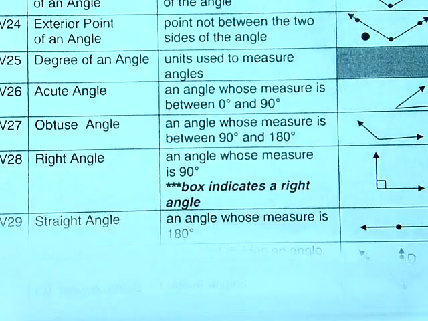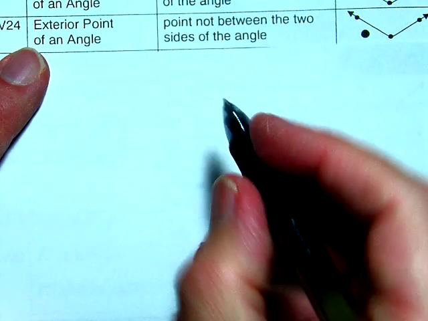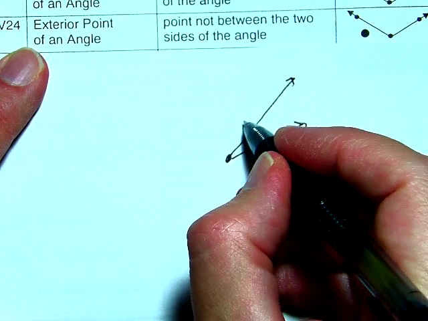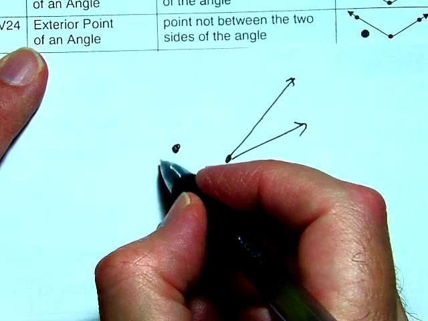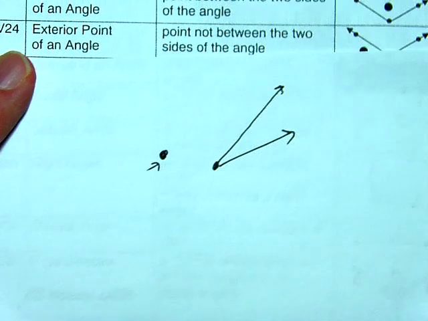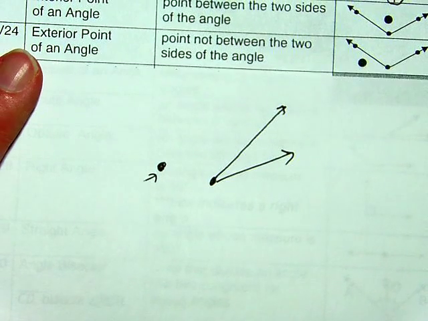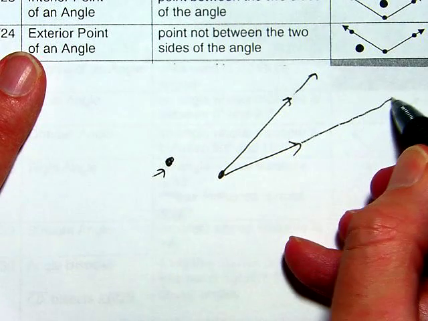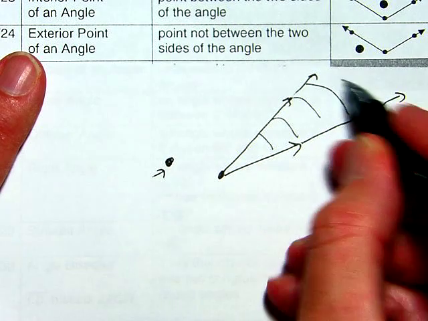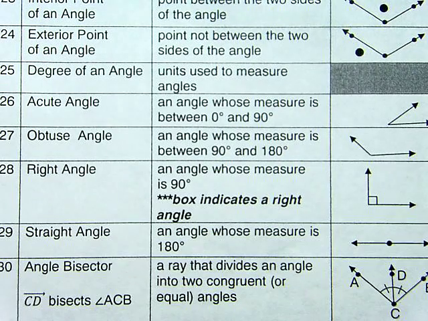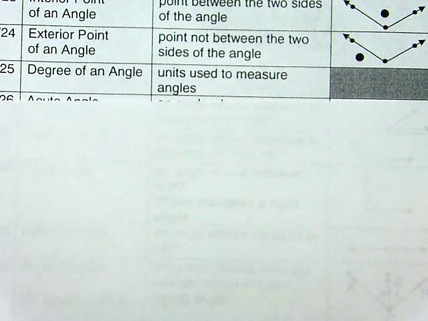Let's try another question. Is this over there, that little point I just made a little arrow on, an exterior point of an angle? Yes, it is. If I extend these two sides of the angle, then everything in here would be an interior point, but everything that's not an interior point is an exterior point. So let's go on to a few other vocabulary words.